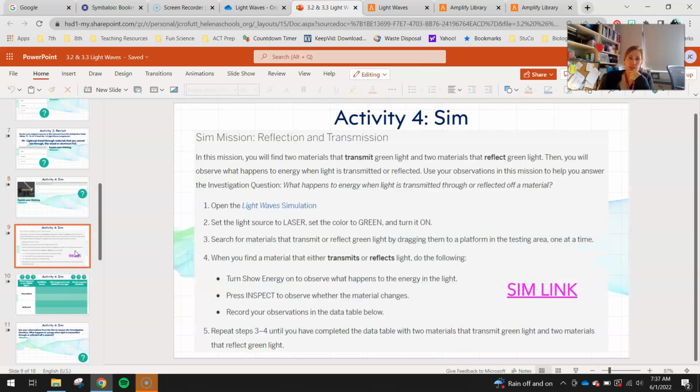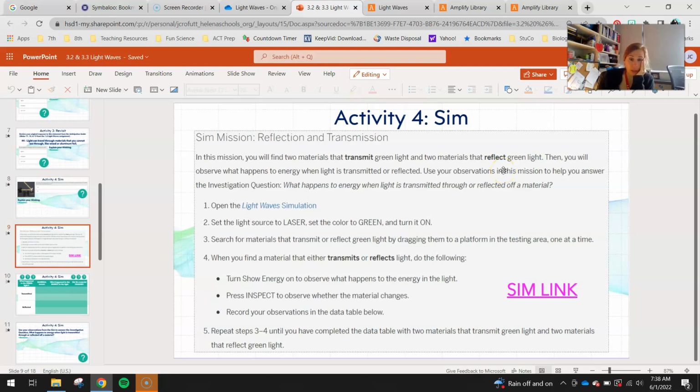In this sim mission, you're going to find 2 materials that transmit green light and 2 materials that reflect green light. The other day we did an electromagnetic wave activity where you learned why you see color. I want you to think about what transmitting and reflecting would mean for what you see for a color. So again, your goal is to find 2 materials that transmit, so the green light goes all the way through that material and comes out the other side, and then 2 materials that reflect green light, so that green light hits it and bounces off.